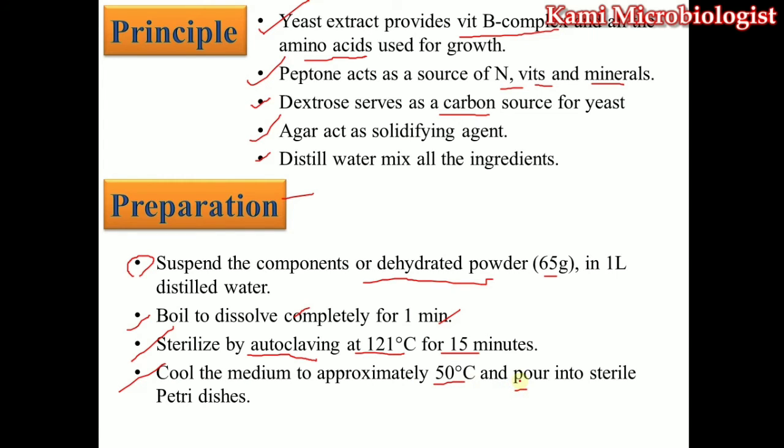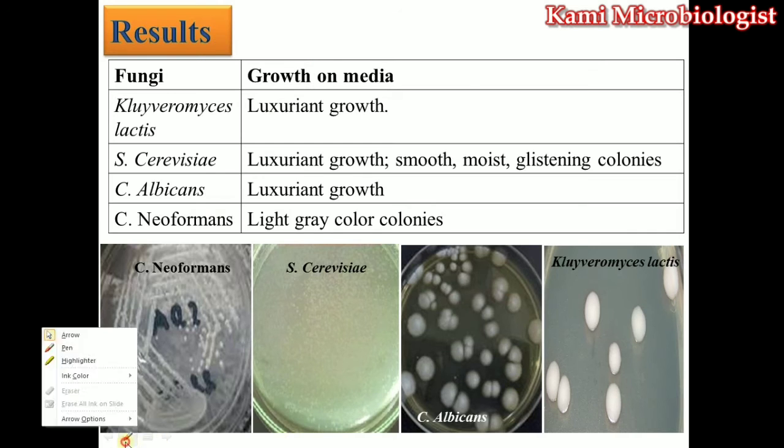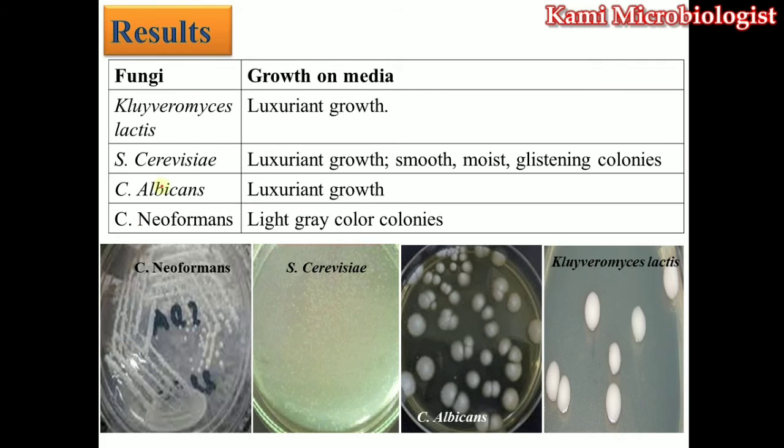sterilized petri dishes. Now what type of fungi do we get? Mostly we get Saccharomyces cerevisiae, which produces luxuriant growth as smooth, moist, gelatinous colonies. We have Candida albicans and Kluyveromyces lactis that also produce luxuriant growth. Cryptococcus neoformans produces light grey colonies.